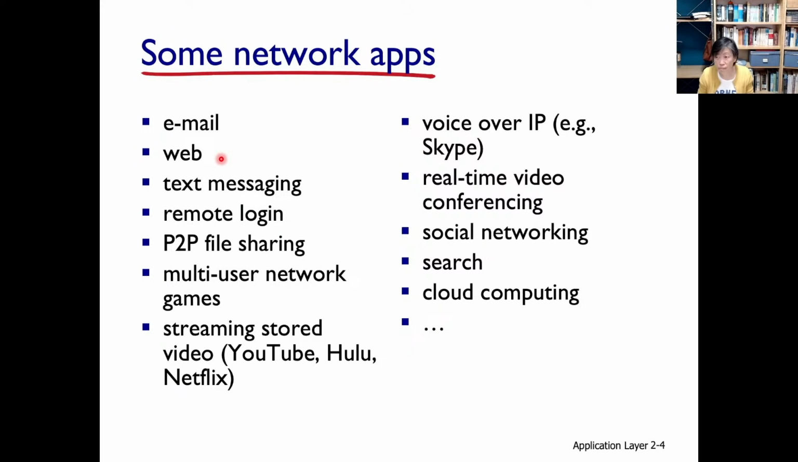Email, web, nothing more need to be said. They are obviously email and web. Text messaging, Line, WhatsApp, what else? Google Messenger. And if you guys are watching this from a YouTube live stream, that chat room is a text messaging app. Remote logging. If you downloaded a client to remote log into the PA server, then you're using a remote logging application or remote logging service. P2P file sharing, the most well-known one, BitTorrent.